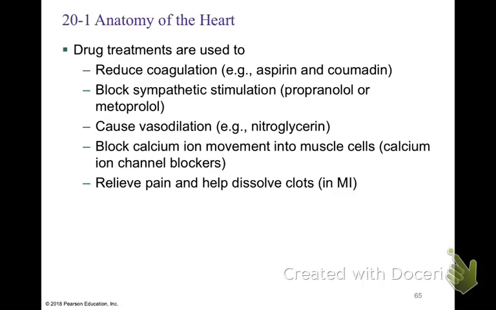I'm not at all going to worry about the drugs. Some of them, though, are things that we'll relate to later. So you want to know that aspirin is an anticoagulant. Coumadin is very often prescribed as an anticoagulant. Other drugs are going to block the sympathetic nervous system. I already mentioned nitroglycerin is a drug that dilates the blood vessels. And then you have calcium channel blockers. We'll come back and talk about them later. And pain relievers and other clot-busting drugs.